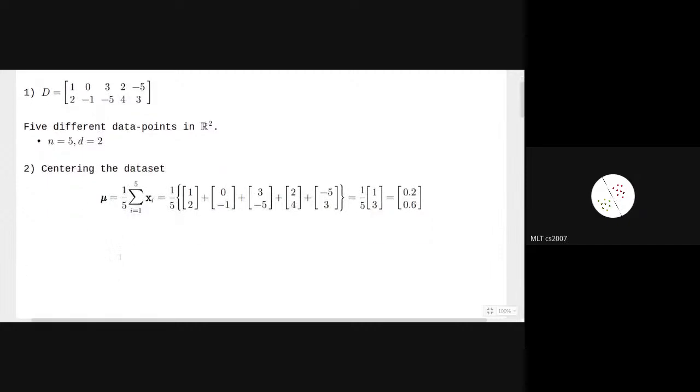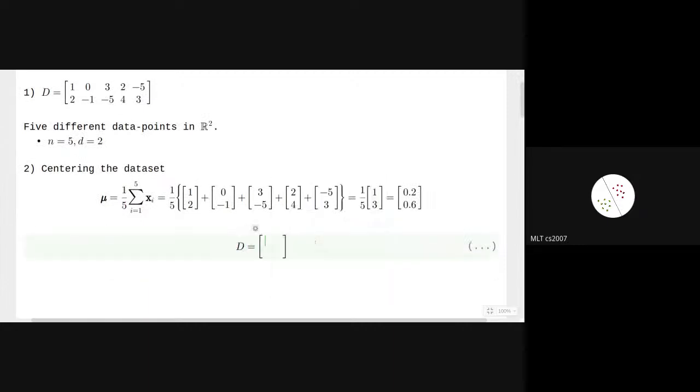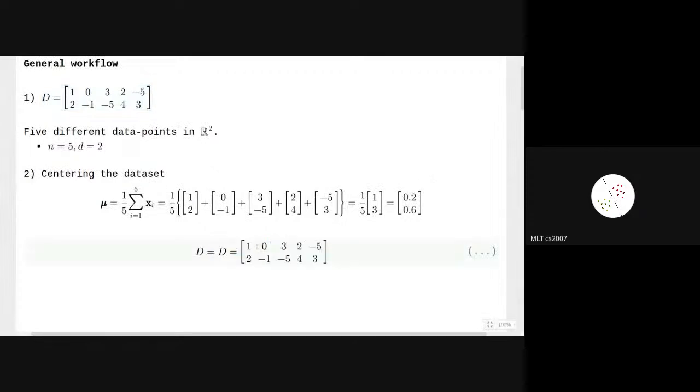Okay, so we have done this. Now how do we center the data set? We have to subtract the mean from each point. I'll just copy the data set, and you have to just do a minus 0.2, right? So this becomes 0.8, this becomes 1.4, this will be 5.2, and this one will be minus 2.4.